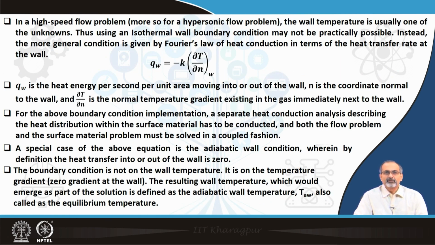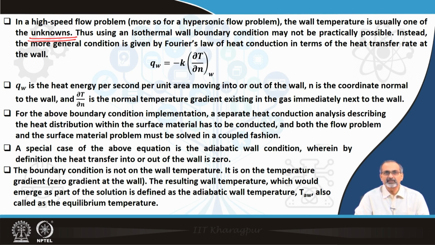In high speed flow problems, more so for hypersonic flow problems, the wall temperature is usually one of the unknowns. Now, that complicates the situation, because in the earlier slide we said that we are going to impose a certain value of the temperature at the wall, but then if it is very difficult to pose that wall boundary condition, because we do not have much clarity about what temperature will actually show up at the wall, then it becomes an unknown. Thus, using an isothermal wall boundary condition may not be practically possible or feasible.